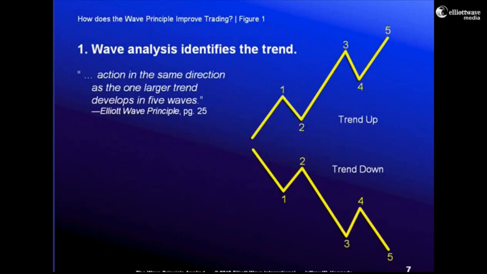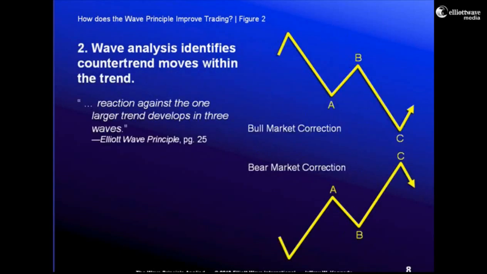Now let's move on. What you're going to be seeing in the next few slides are the answers to the questions I just posed. How does wave analysis identify the trend? By means of the 5-wave move, the 5-wave structure. These are trend-defining patterns. Wave analysis identifies counter-trend moves within the trend by means of the corrections, 3-wave moves, zigzags, flats, triangles.